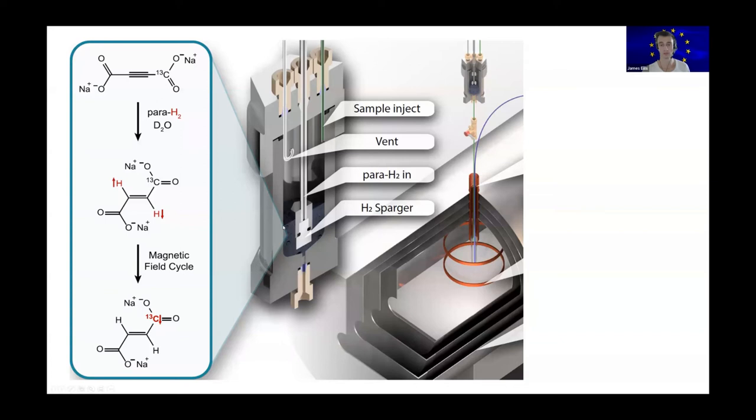So in this sort of experiment, we put our reaction solution here, seal everything up, bubble parahydrogen in, and then we will eject the sample through a solenoid guiding field into a metal shield, and the shield shields out magnetic fields from the lab, and we can perform field cycling in here, so that's this magnetic field cycle part. Down in that shield, we perform the field cycle to polarize the carbon-13 nucleus.